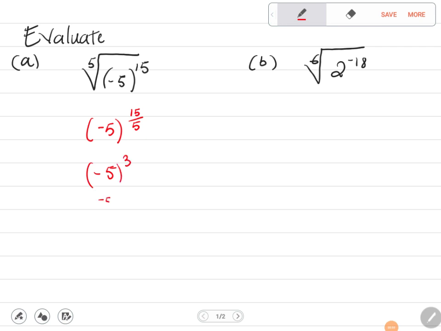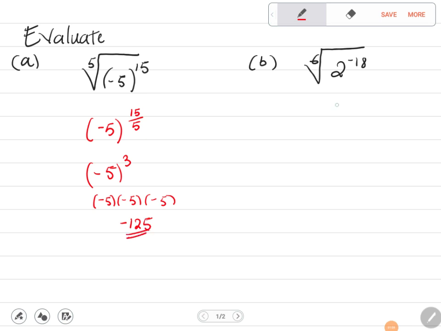This will be negative 5 multiplied by negative 5 multiplied by negative what? 5. You don't have to use a calculator, by the way. These are paper 1 type of questions. And this will give us negative 125 as your final answer.